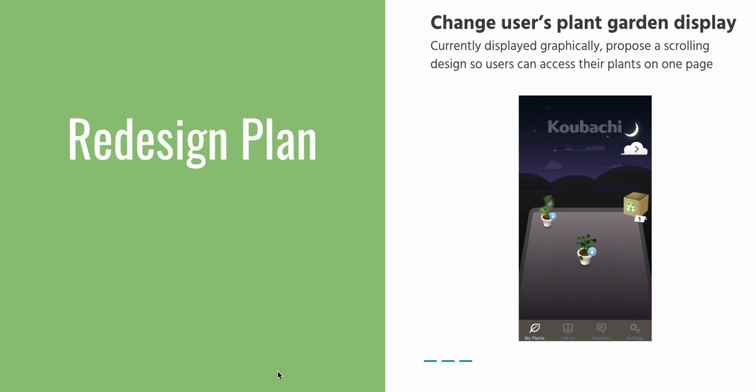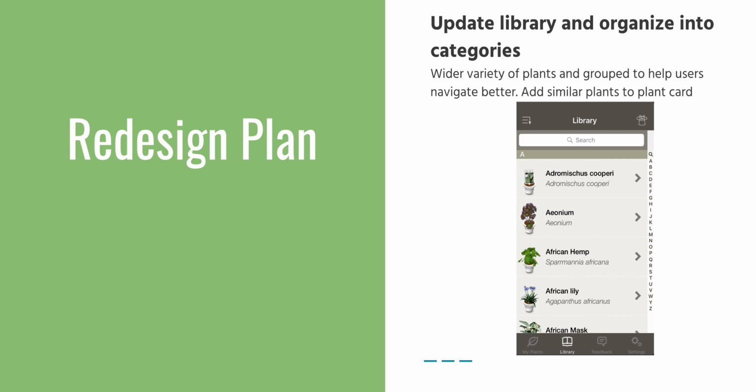Redesign plan. So collecting the feedback that I got from the user reviews that are written on the App Store and from the competitor review, I've put together a list of things that I'm including in my redesign, so things I find most important. So number 1 is I would change the user's plant garden display. So it's currently displayed graphically on a 3x3 grid, so it only holds 9 plants on the first page. I'd redesign that so users can access all their plants on that page.